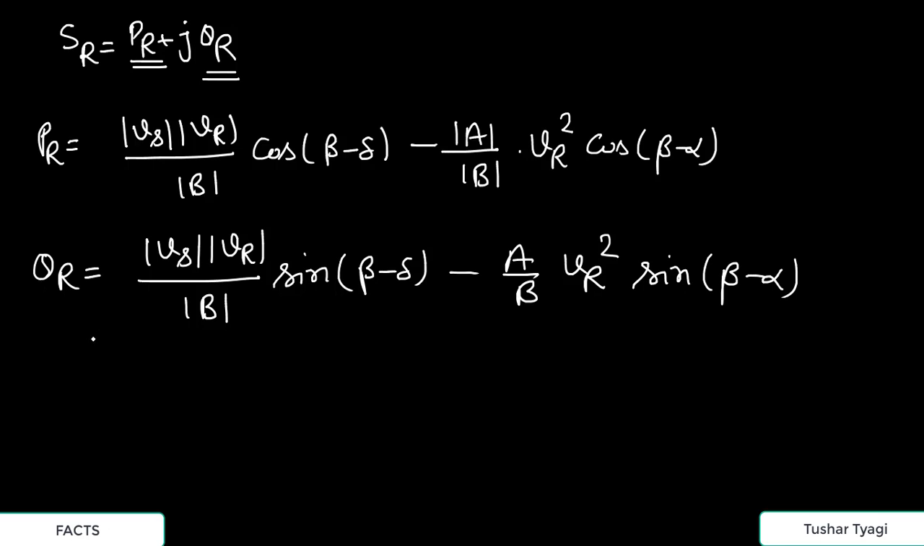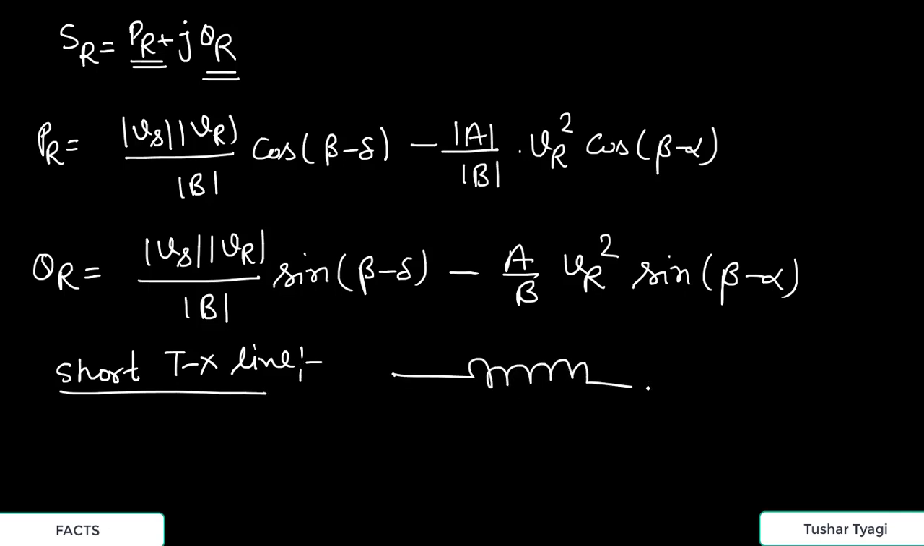Now let us take an example by which we should come to a conclusion. Let us take the example of a short transmission line. In a short transmission line, you can represent it like this. This is Vs angle delta. This is VR angle 0 degree. This is transmission impedance X. This is receiving end current IR. This is sending end current.